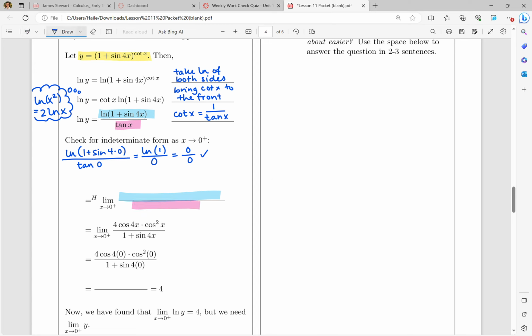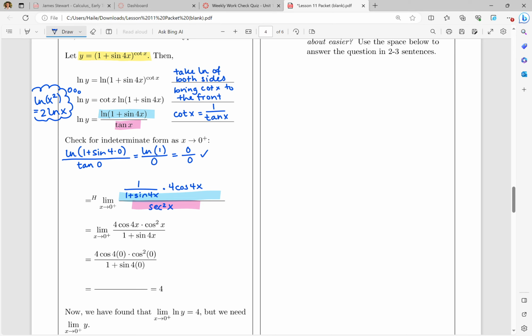If I take the derivative of the top, I have ln with something sitting inside of it, so I'm going to need a chain rule. So I'm going to get 1 over 1 plus sine of 4x times the derivative of 1 plus sine of 4x. The derivative of 1 is 0. The derivative of sine of 4x is 4 cosine of 4x. That's another hidden chain rule in there. And the derivative of tangent x is just secant squared of x. Okay, so this gets a little complicated.